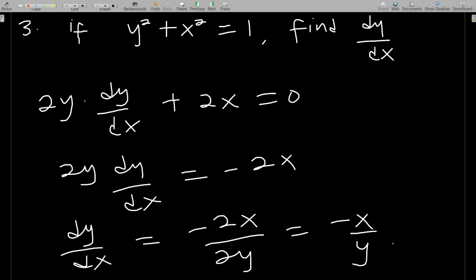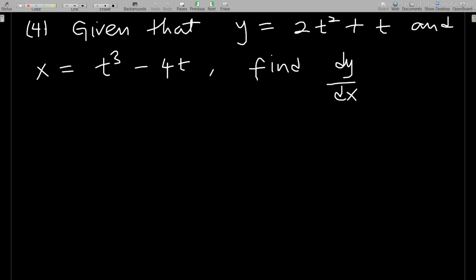And it can be x over negative y. That is okay. So that is it for this solution. I hope you understand the implicit differentiation. Now let's go to what we call parametric differentiation.